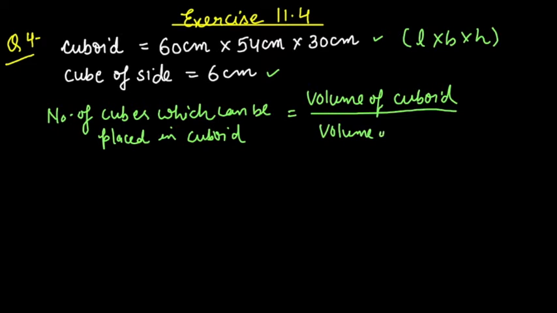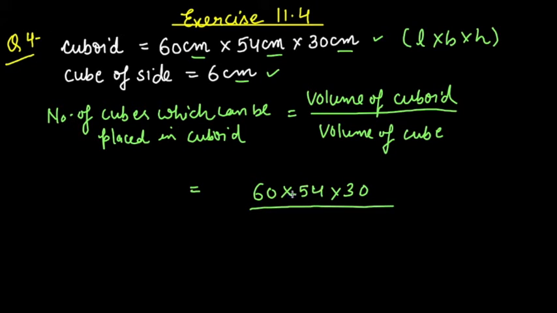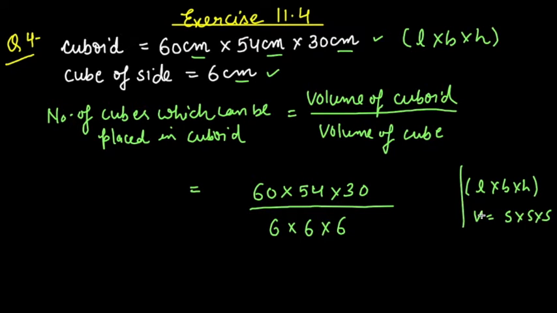There is no conversion required because everything is given in centimeters, so we can directly place the values. So let's put the volume of the cuboid, L into B into H, and the volume of the cube is side cube. Each side is 6, it means 6 into 6 into 6. This much formula we can write.